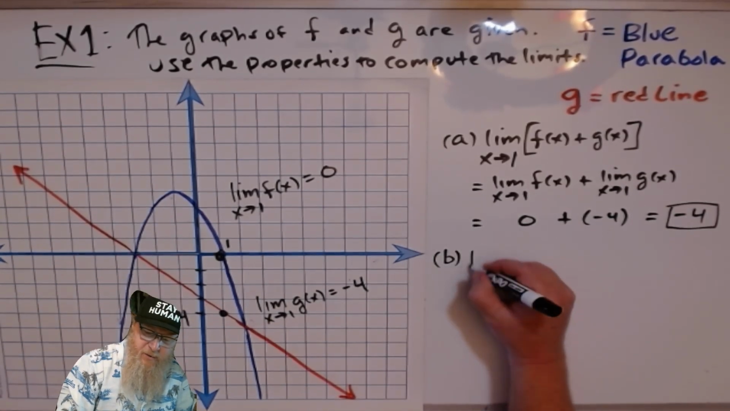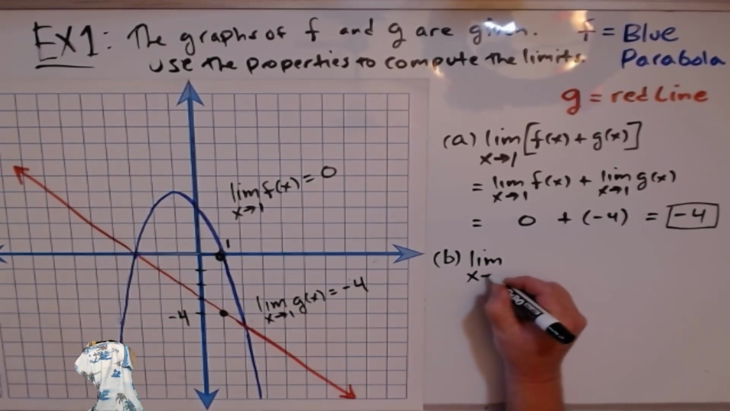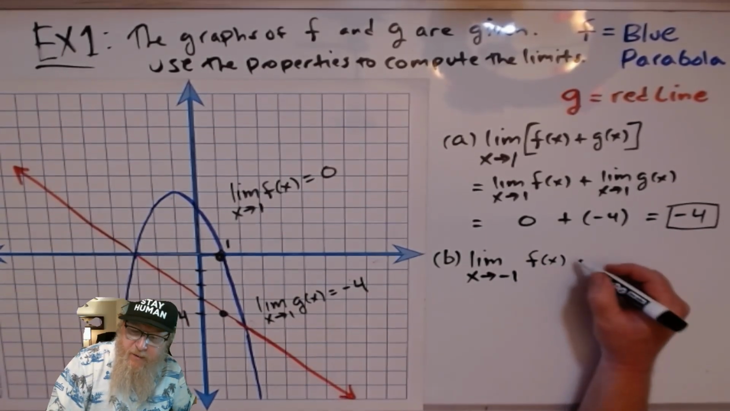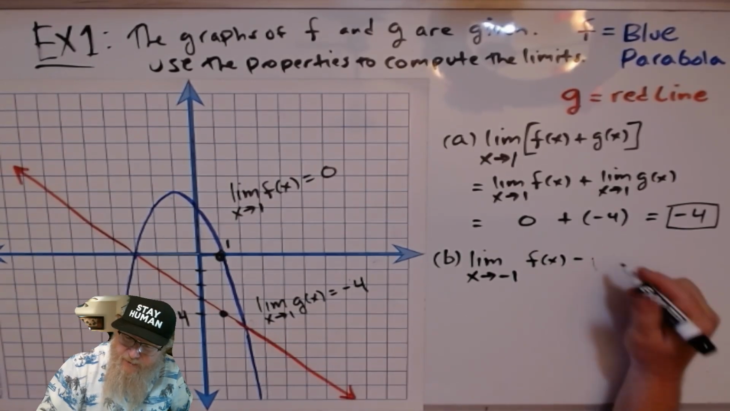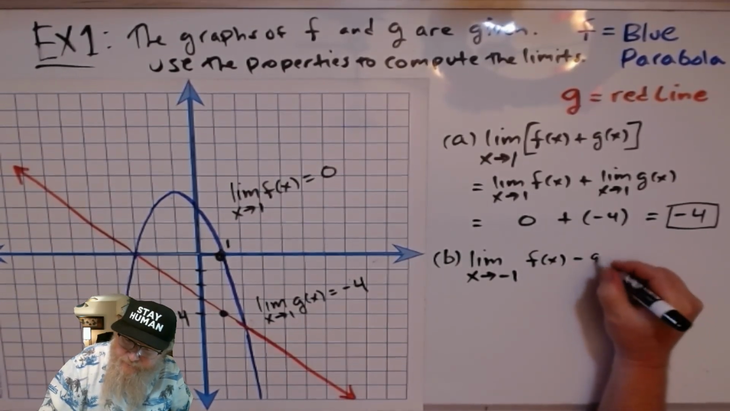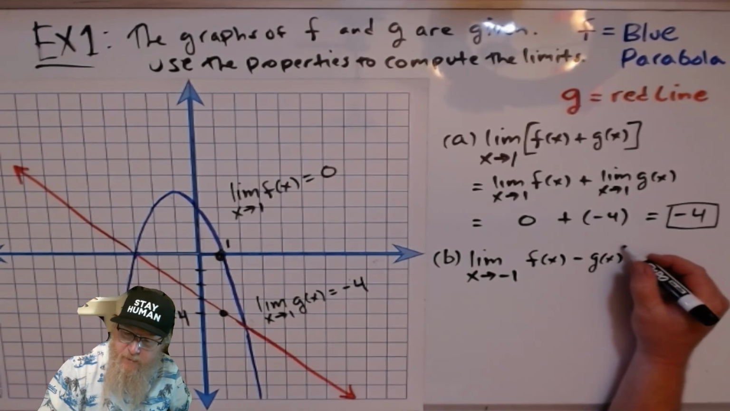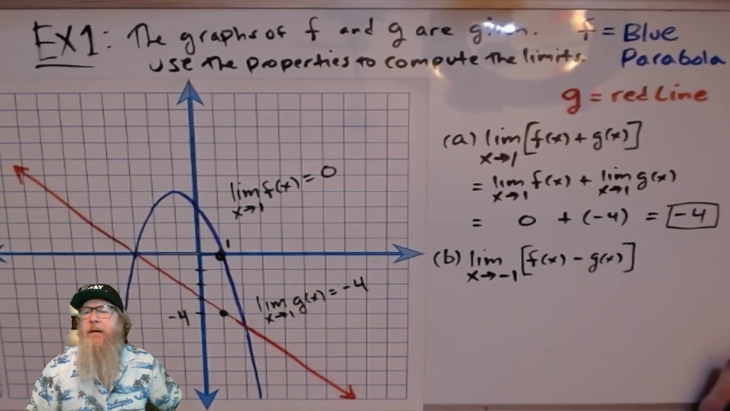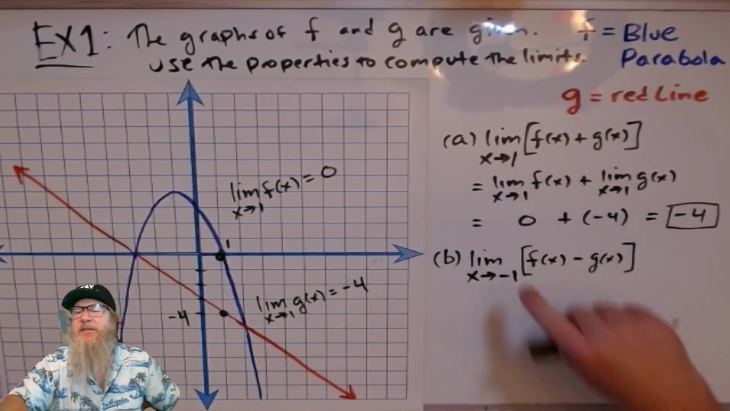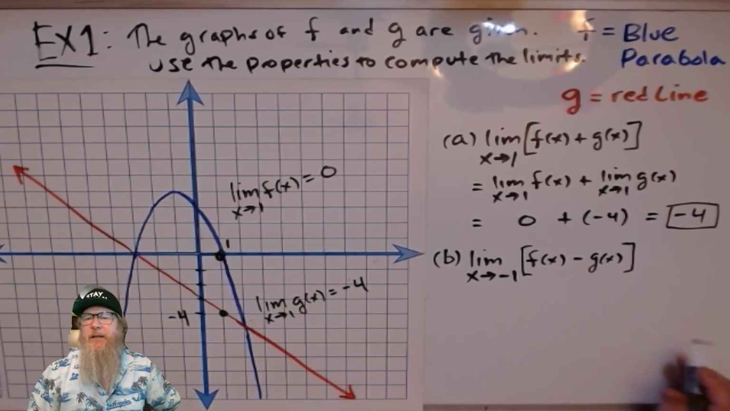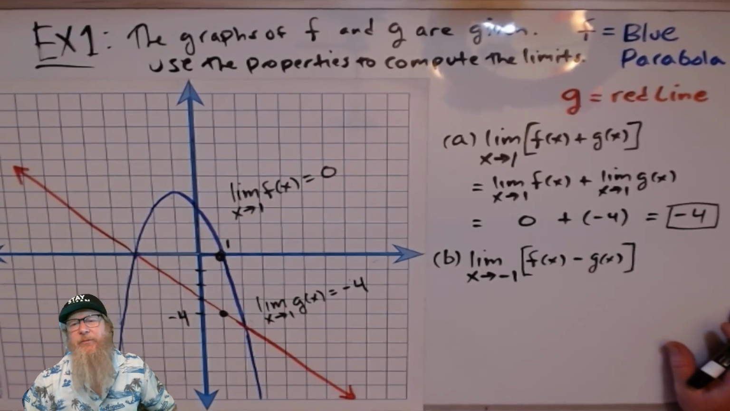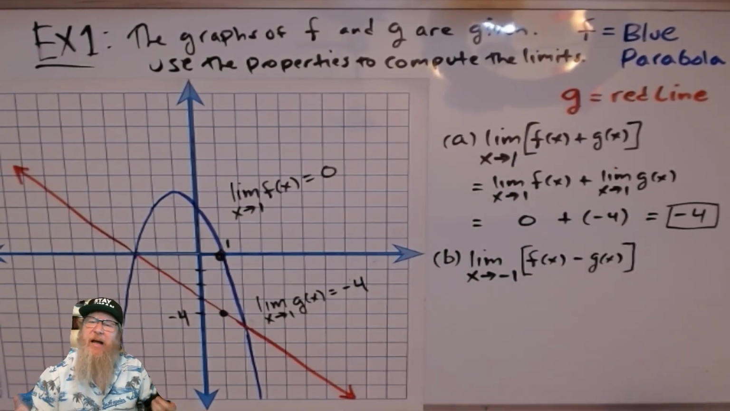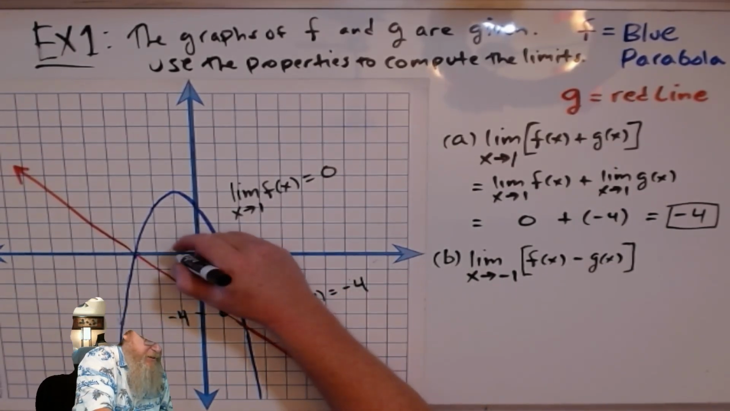Let's do the limit as x approaches negative 1 of f of x minus g of x. Sometimes I use the same number every time, but I don't want to have to redraw this graph for 5 more examples. So I'm just going to use one graph and do various different values of x. So let's move over here to negative 1.